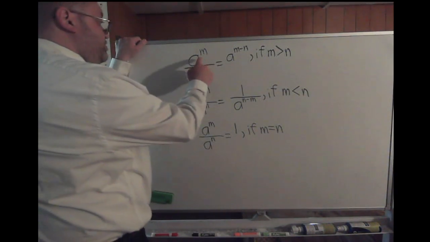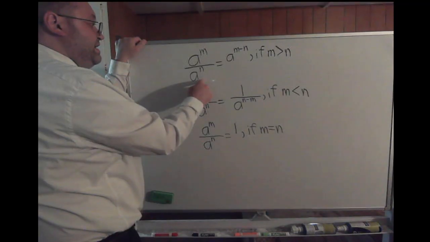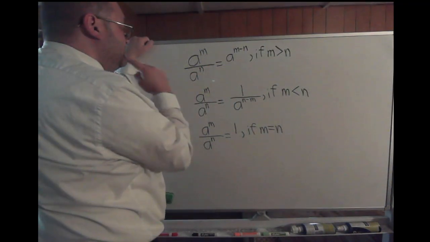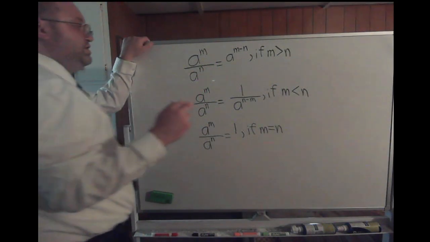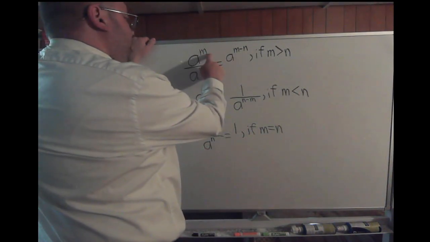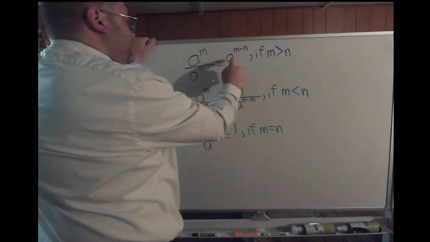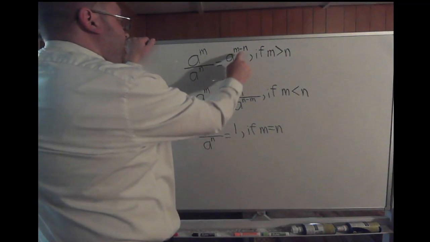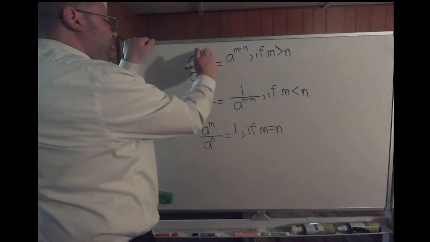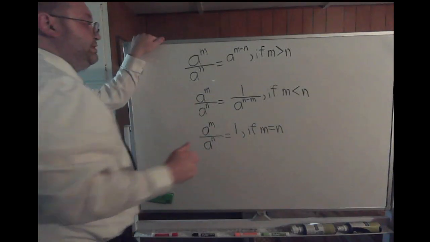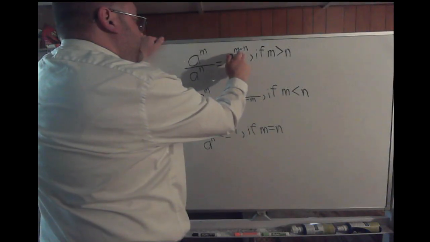If you have any arbitrary base a raised to a power in the numerator over that same arbitrary base a raised to another power in the denominator, we call the first power in the numerator m, the power in the denominator n. If the power in the numerator is greater than the power in the denominator, then it's simply going to be that base to the power in the numerator minus the power in the denominator.